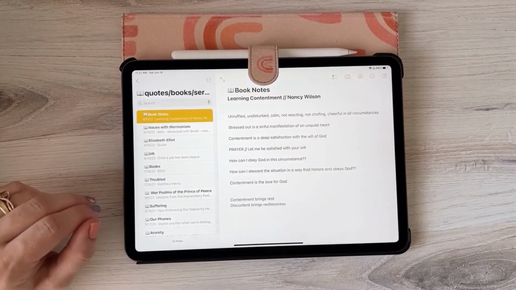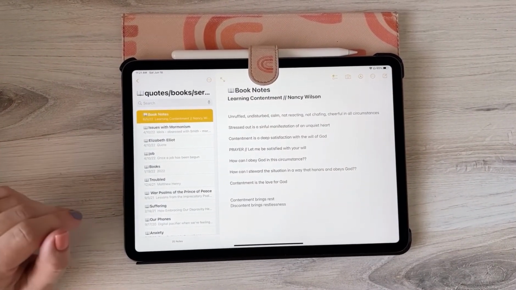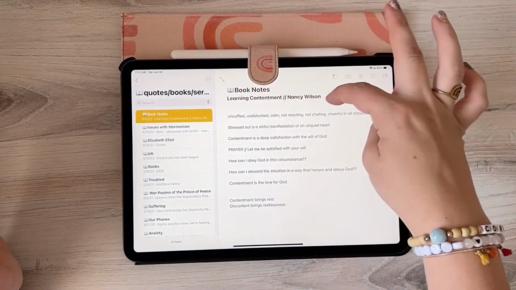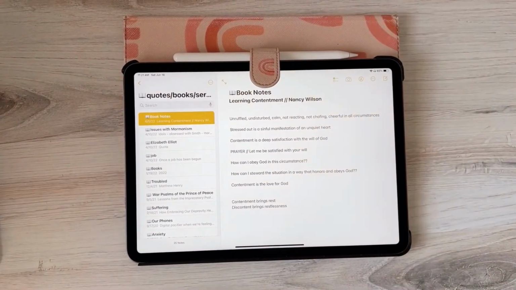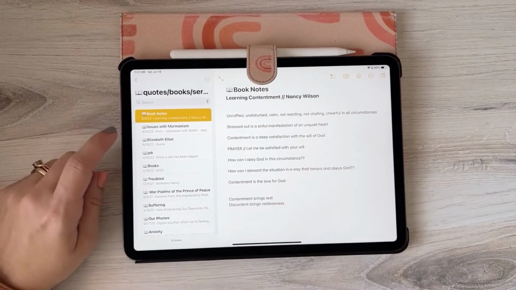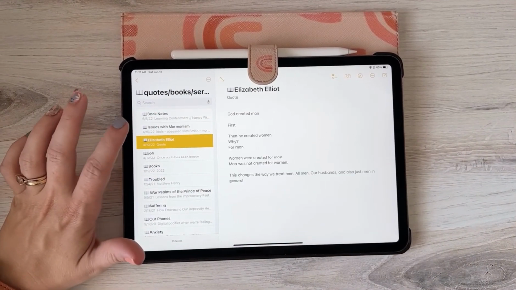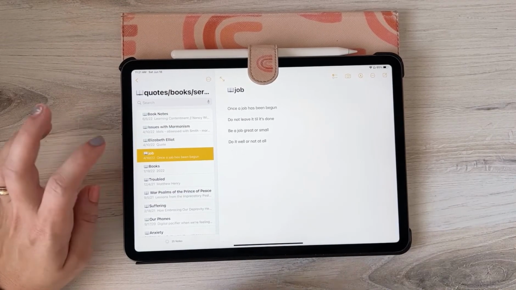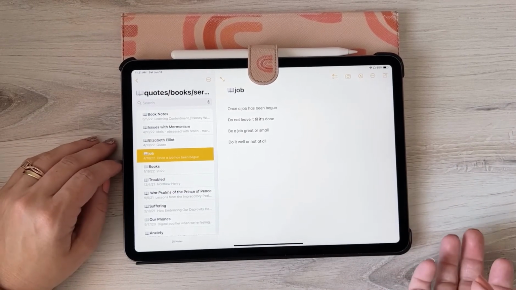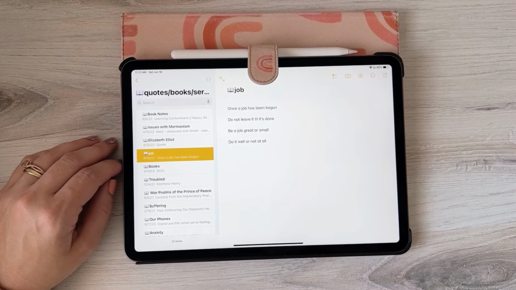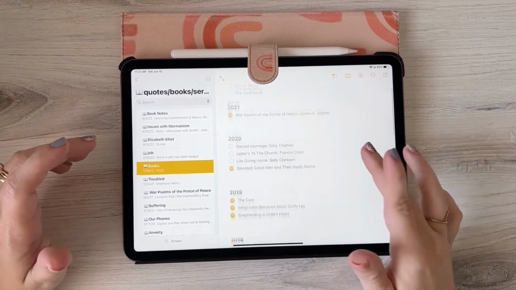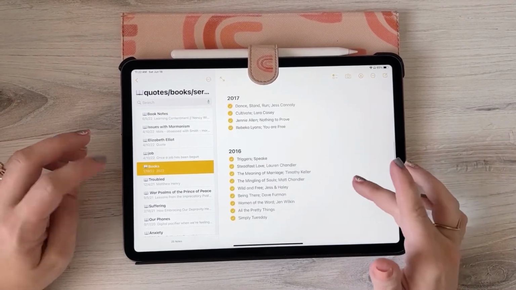This is quotes and book notes. So I do a little book, and then I write whatever it is, and I'll write either the book or the author. So these are all the notes from the Learning Contentment Elizabeth Elliot quote. This is a quote my dad always says. When I was a kid and I wanted to make something, I made it into a little print for my daughter. Books. So I have a list of books that I have read and want to read.